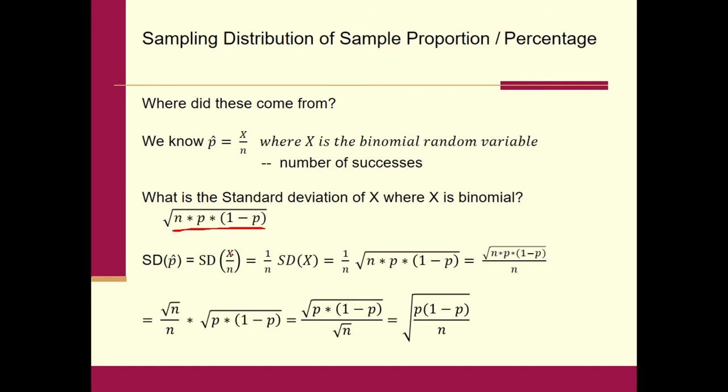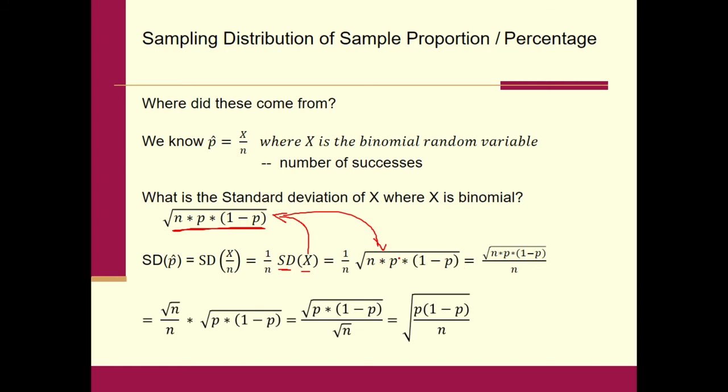We know that p hat is x over n, where x is binomial. The 1 over n is a constant. We can move that outside of the standard deviation portion of things. And we say, okay, well, what is the standard deviation of x? Standard deviation of x, where x is binomial, is that. And so we substitute, and we have 1 over n times this stuff over here. Well, you can see the algebra that I've done here.